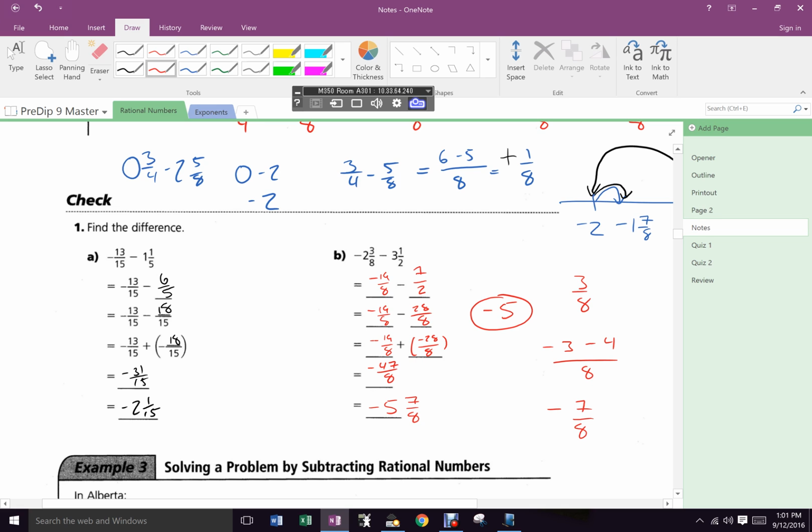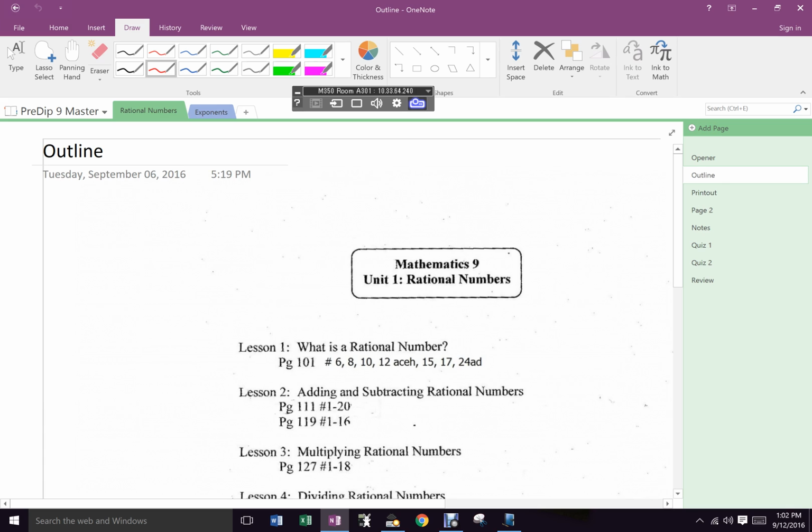Everybody good? Now, obviously, we use rational numbers all the time in our math work. You guys do the last two. I'm going to fill it in. You can mark it, make sure you've done it right. Then you go back to your outline, and you start working on lesson 2, page 111 and 119. Cool?